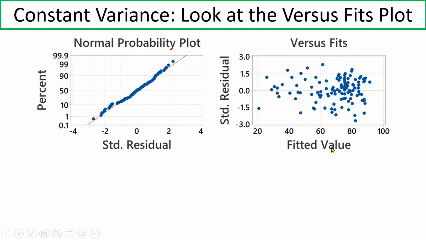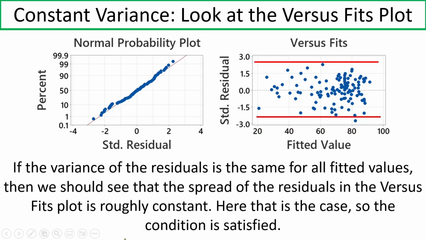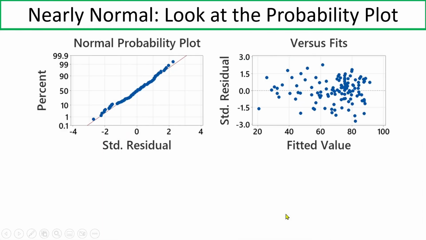For the constant variance assumption, you look at the same plot, the versus fits plot. What you're looking for is to see if the variance of the residuals is the same for all fitted values. If that's the case, then we should see that the spread of the residuals in the versus fit plot is roughly constant. Here, that is the case. You can see the spread is roughly constant, and so the condition is satisfied. Just to be clear, when the condition isn't satisfied, you're going to see maybe trumpeting, and in that case it should be very obvious that the condition is not satisfied. Here, we're good.